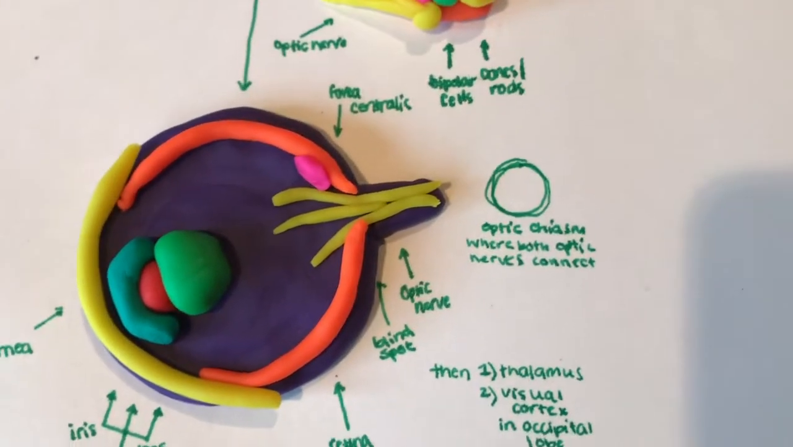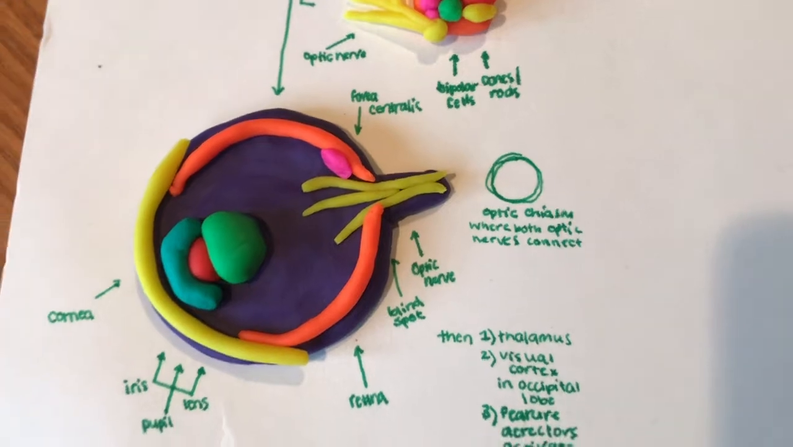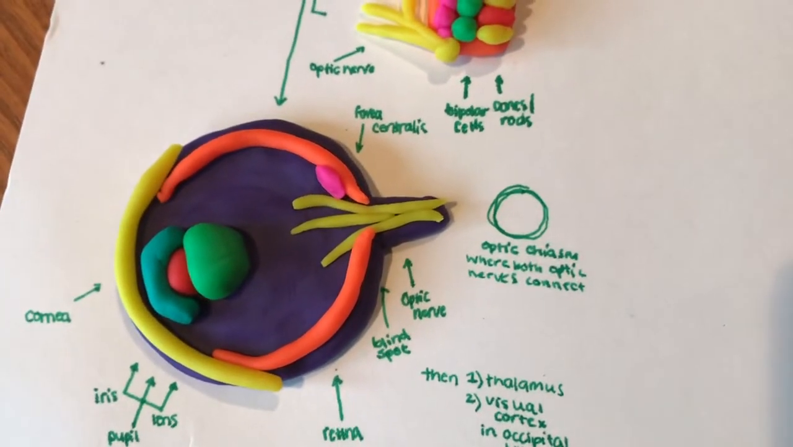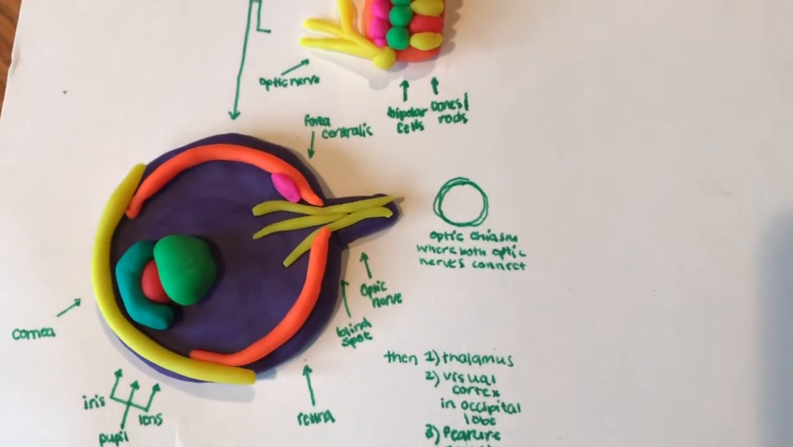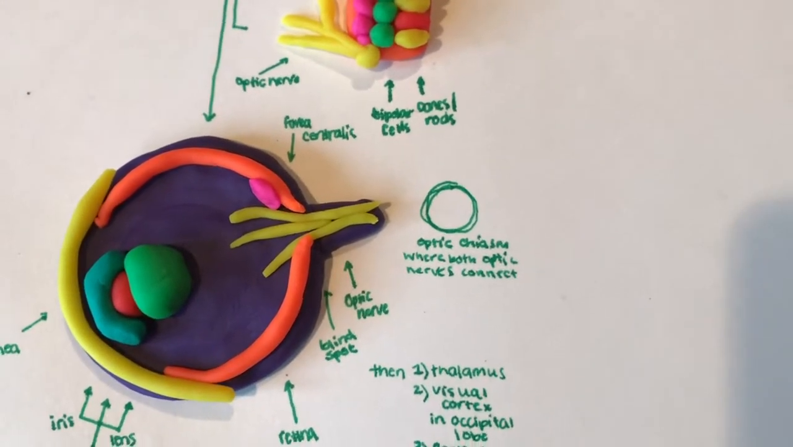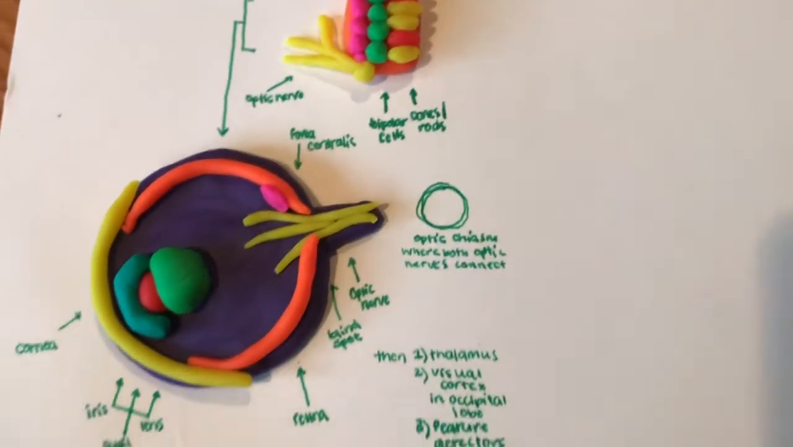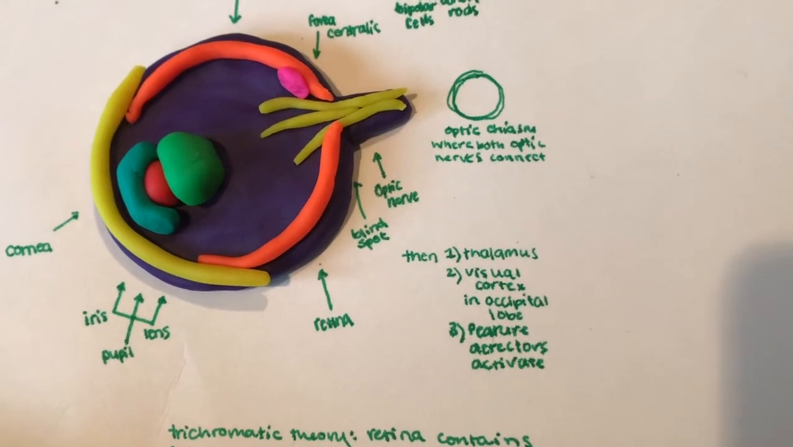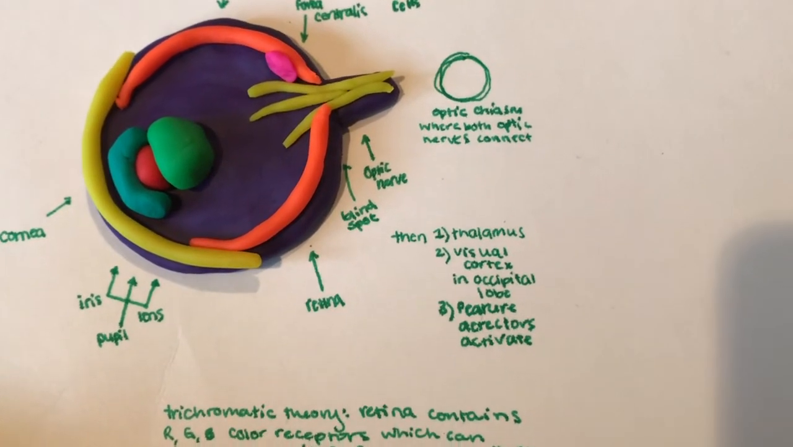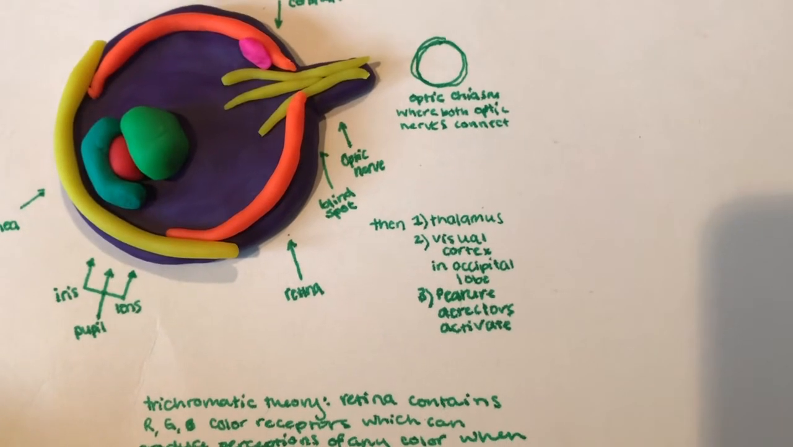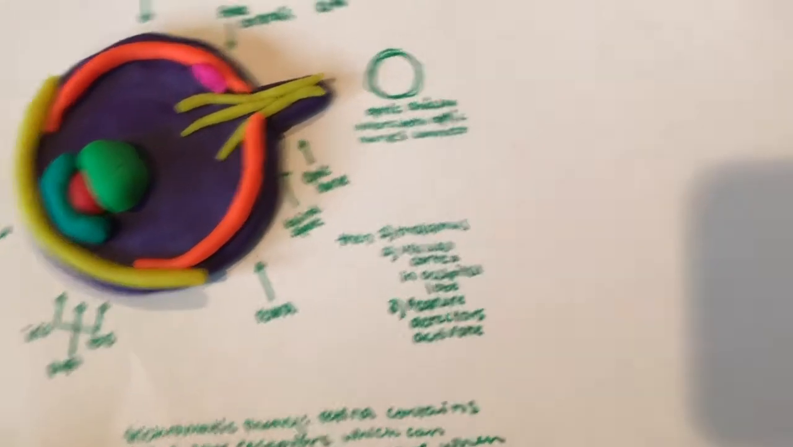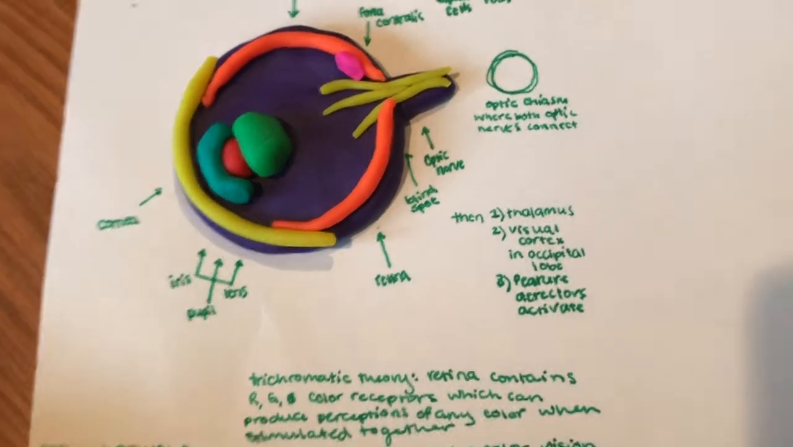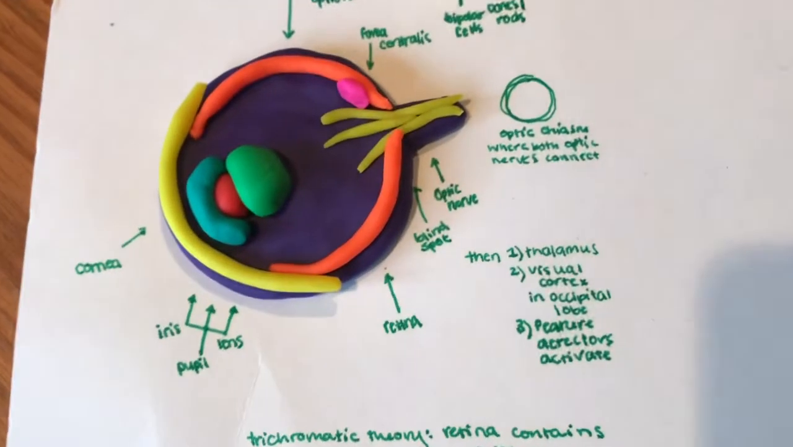And there's also a blind spot, which is where there are no photoreceptors, and it's the hole where the optic nerve comes through. Then the optic nerve will meet up with the other eyeball's optic nerve in the optic chiasm. From there, it'll go to the thalamus first, and then to the occipital lobe, where the visual cortex is. There will be feature detectors there, where it can portray an object or face, and it'll be able to detect and perceive what that face is.